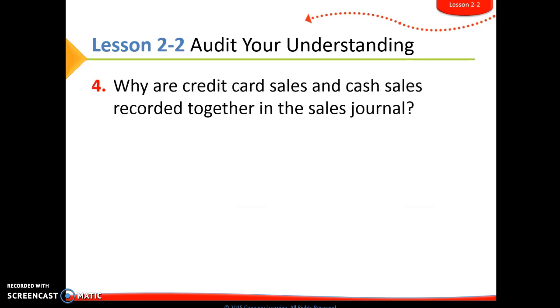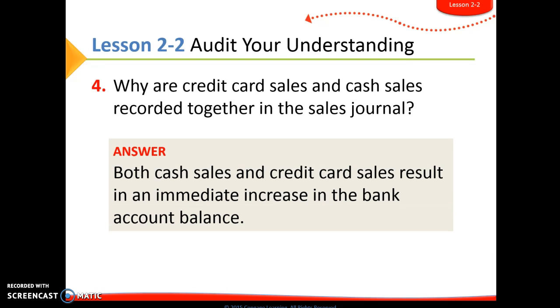Number 4, why are credit card sales and cash sales recorded together in the sales journal? Even though credit card sales are not actual currency, both cash and credit card sales are going to result in an immediate increase in our bank account balance.